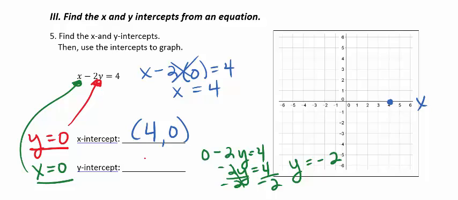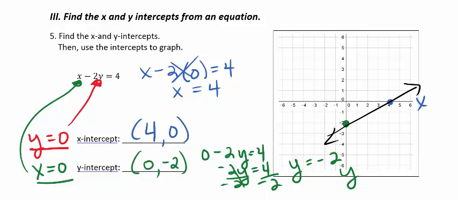Putting that together, we have 0 for x and negative 2 for y. So our y-intercept is 0, negative 2, and we can plot that right here. Now go ahead and connect those points to graph your line.